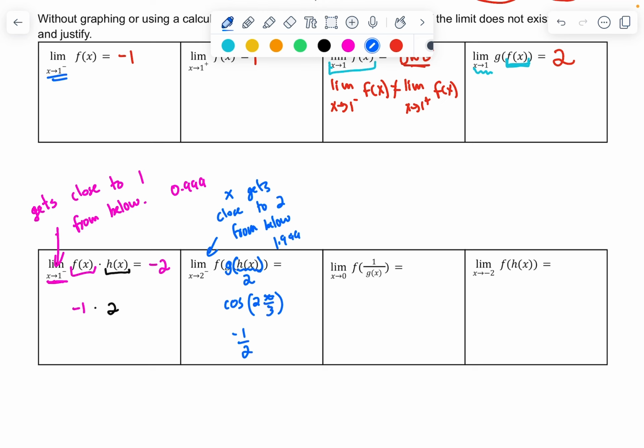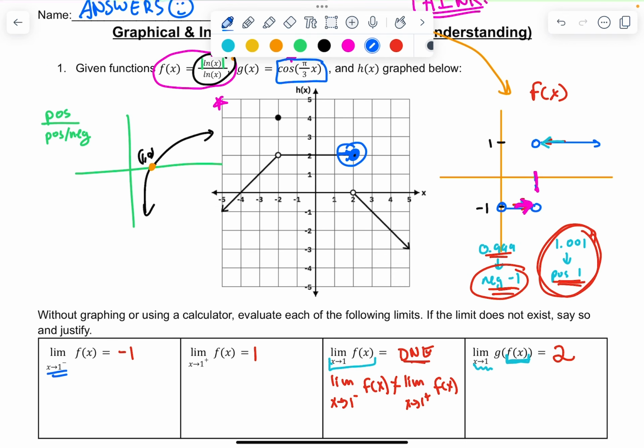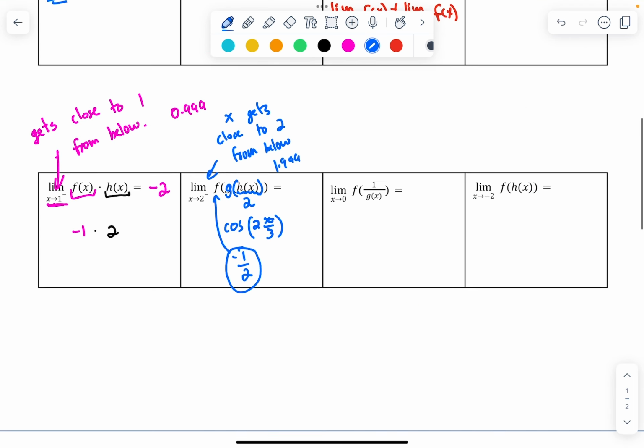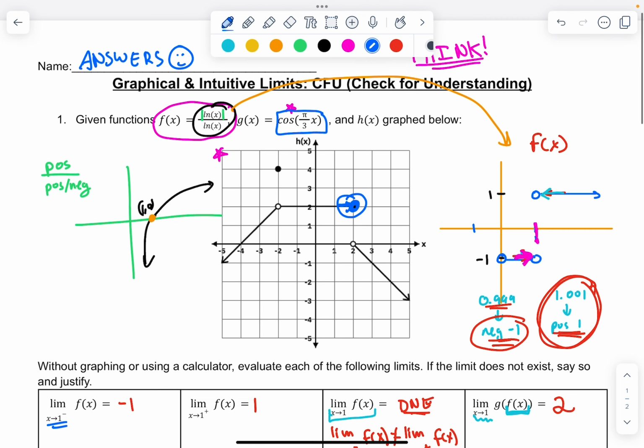Okay, and now there's no approaching from above or below. We're just literally that the whole time. And so here's negative 1/2, and we put it into the f function. So we look at our f function, negative 1/2. That's not so useful because there is no negative 1/2 hanging out in our f function. So we would say that this limit does not exist. There is no place where the negative 1/2 is defined.